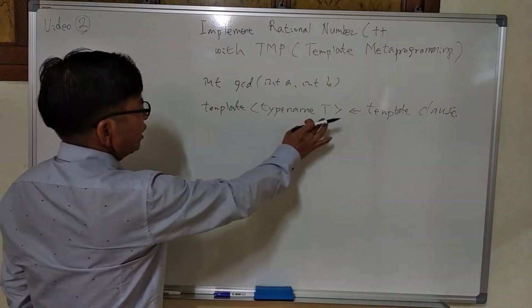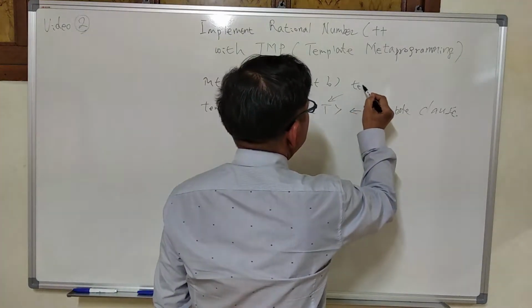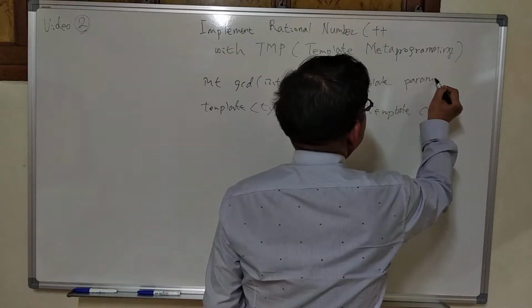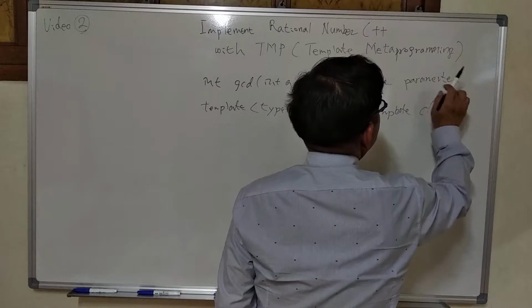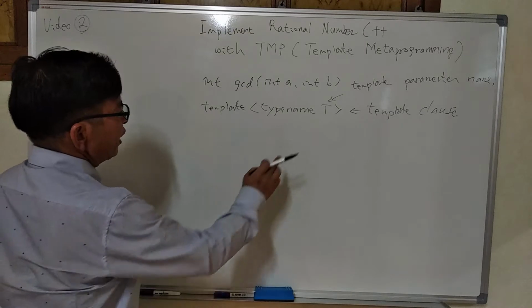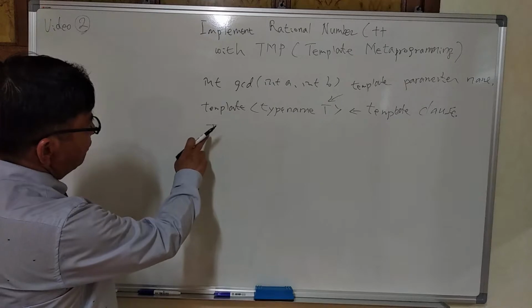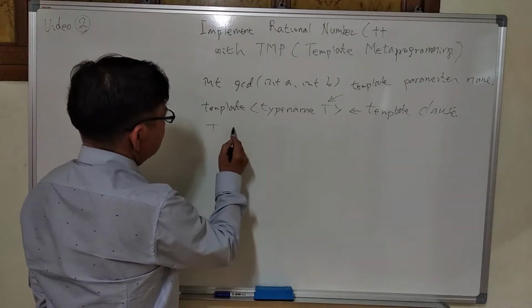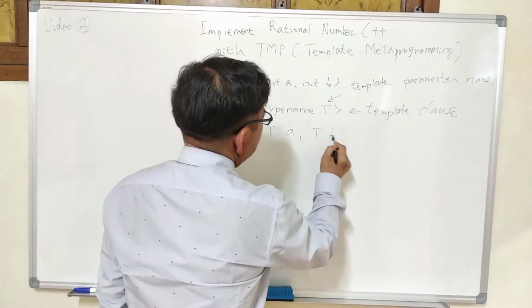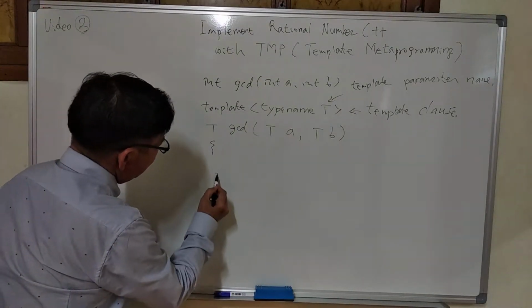Then we introduce T as a template parameter name. This T is called the template parameter name. Template parameter name T is introduced like this. Then in place of int, we can substitute T. GCD, then T A, T B. Okay, then it has the function body like this.